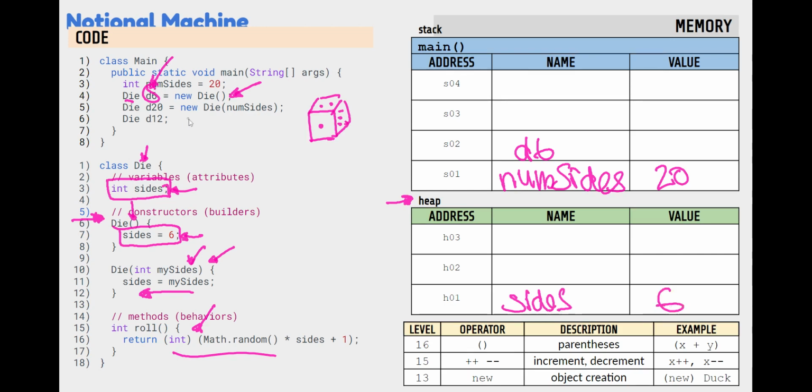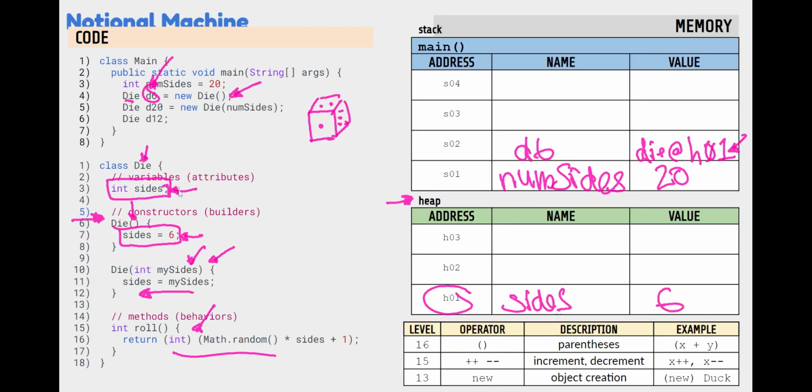Now our variable D6 needs to know where to find that object data, and it is in heap memory at position 1. So the value that gets stored for D6 is going to tell us that we have a die at heap memory 01. Now at this point, you might be saying, hey, that's confusing. Why don't we just store the number of sides in stack memory? Why don't we just put the 6 right there and be done with it?